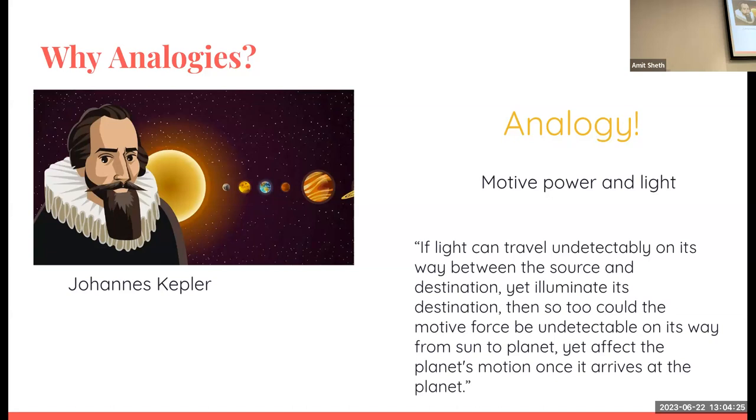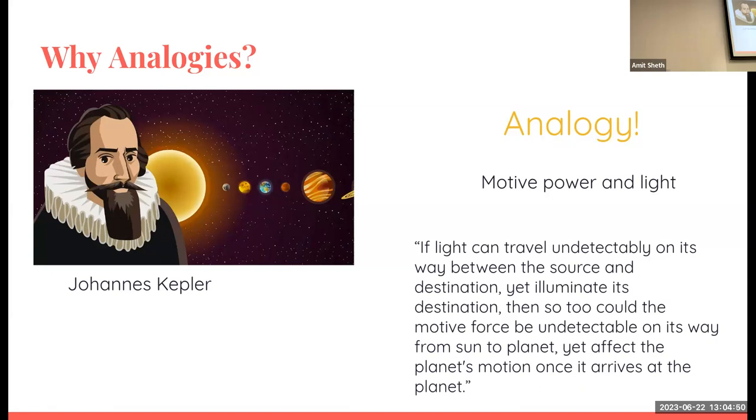So this is what he said: if light can travel undetectably on its way between the source and a destination, yet illuminates its destination, then so too could the motive force be undetectable on its way from sun to planet, yet affect the planet's motion once it's arrived at the planet. He actually wrote that in the book that he published of all this planetary motion.